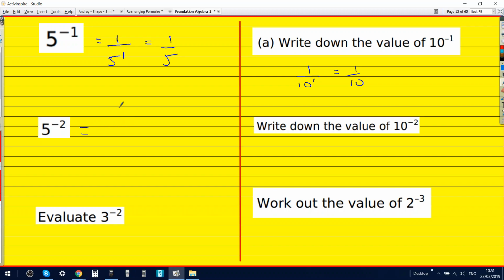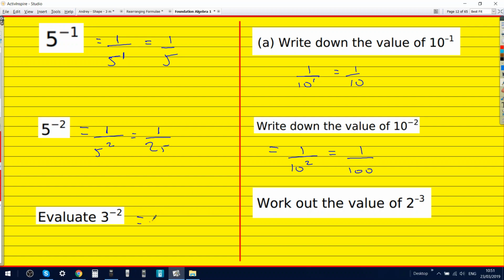So how about this 5 to the minus 2. Is that 1 over the power of 5 squared? Yeah. Which is the same as 1 over 25. This one. That would be 1 over 10 to the power of 2. Mm-hmm. So that would be the same as 1 over 100.